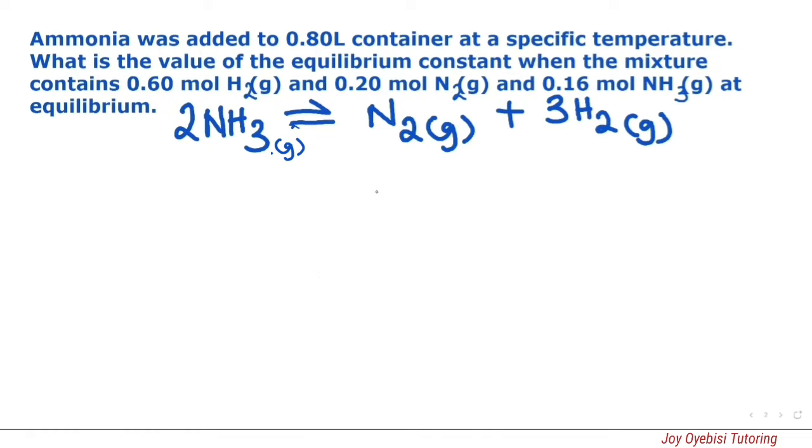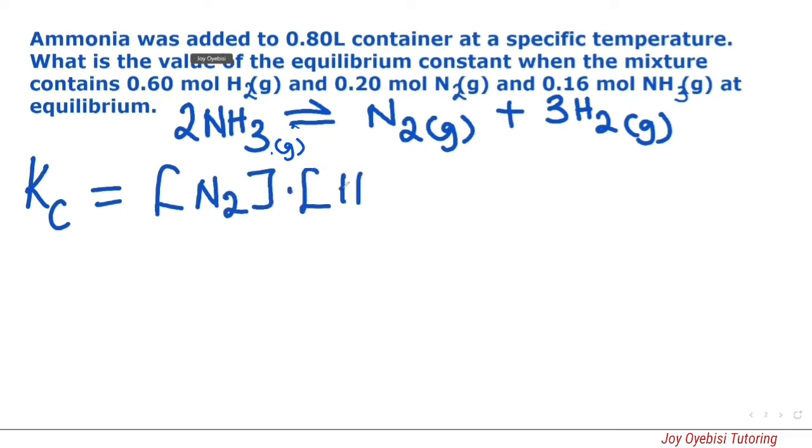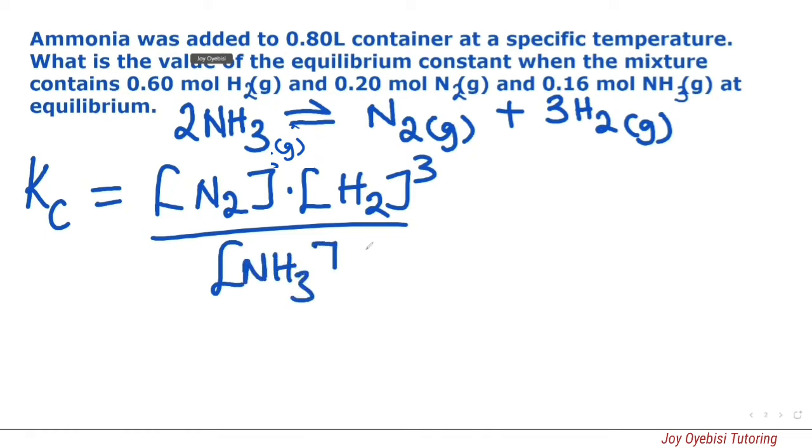So in this equation, again, you start by writing out the equilibrium constant expression. So you're going to have the product over the reactant. So this multiplied by hydrogen raised to power 3. And you have this ammonia squared because you have 2 here. This one is raised to power 3 because there is 3 in front.